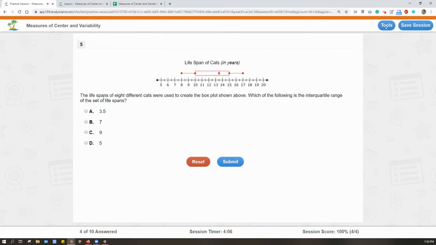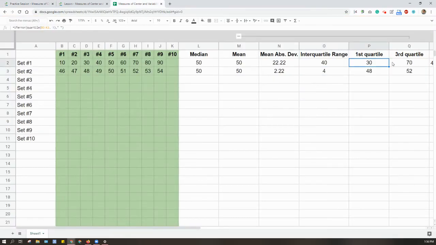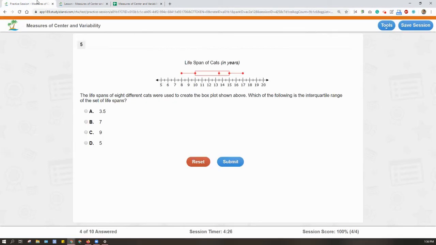Number 5, the lifespans of 8 different cats were used to create the box plot shown above. Which of the following is the interquartile range of the set of lifespans? Let's remind ourselves what the interquartile range is. It's the distance from the first quartile to the third quartile. How do we read the first quartile and third quartile in a box plot? The part where the rectangular box begins on the left side, that's the first quartile. So that would be 10. And where the box ends is the third quartile.